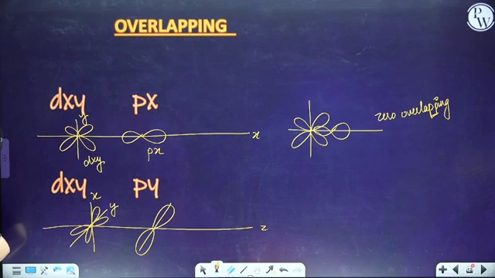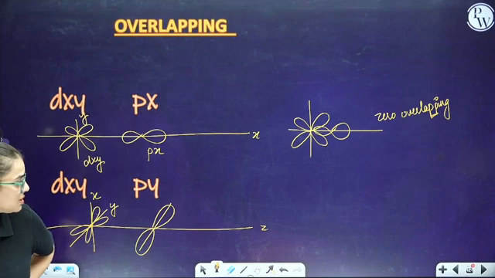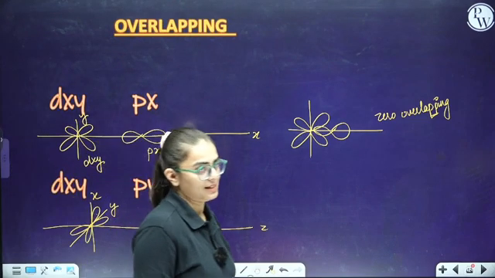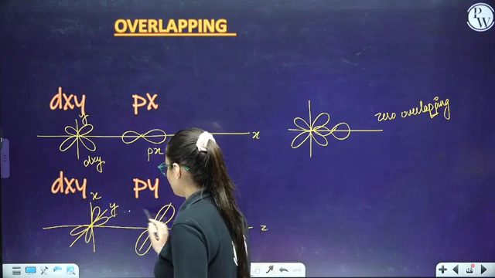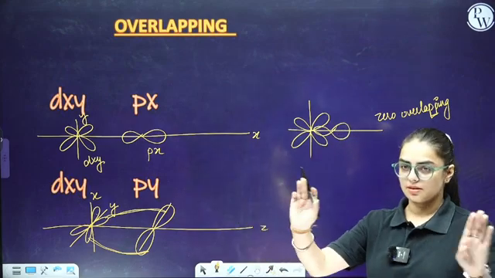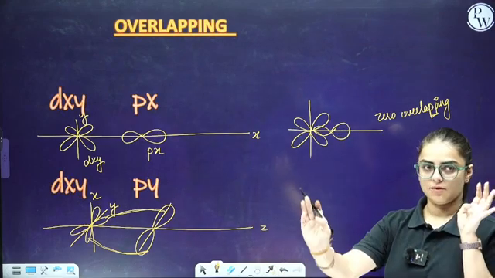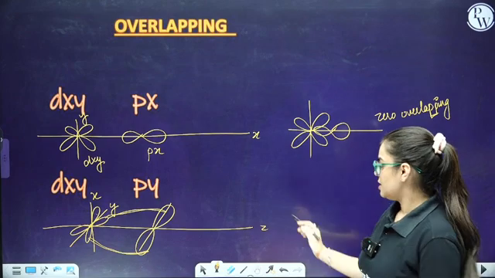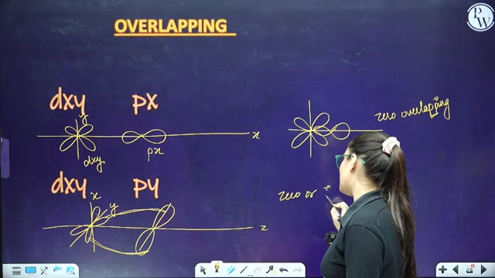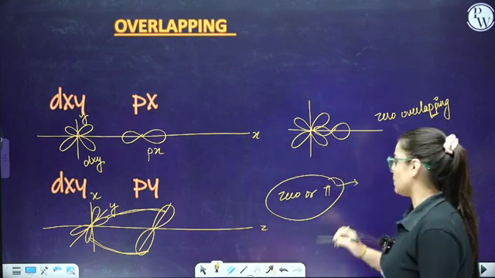Yes, students, done with this one? Or not? Just think once. You are taking dxy, you are taking py. Which kind of bond formation will occur? Will there be any overlapping? Yes, ma'am. These two orbitals will overlap with each other. It is coming like this. Or not? Okay, just write your answer in the chat section whether it is zero overlapping or pi bond formation. Very easy question.